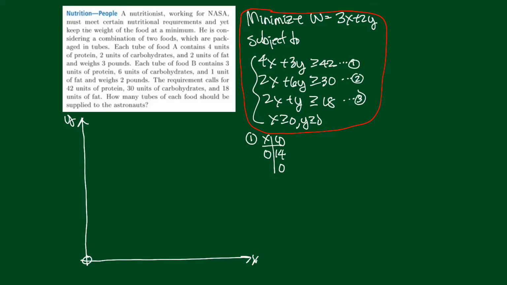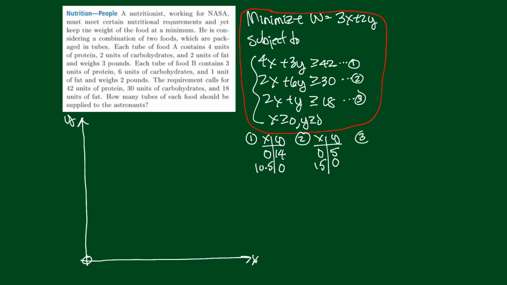When y is 0, so if you put 0 in for y, you get 42 divided by 4. Then 42 divided by 4 is 10.5. Okay, we're not going to let that fraction bother us. Let's go to number 2. All right, here's our x and y. So in number 2, when x is 0, put the 0 in here. We get 6y equals 30. So y is equal to 30 divided by 6, which is 5. And when y is 0, that goes out and we get 2x is 30, so 15.